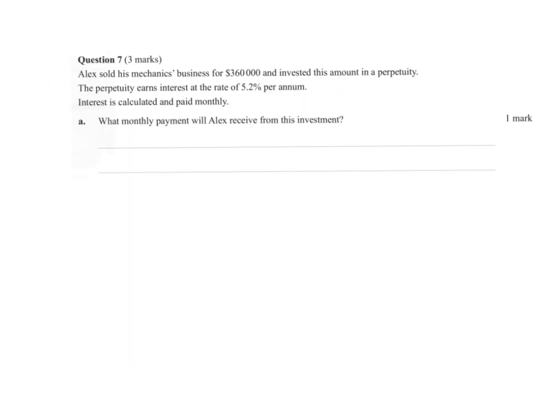Okay, Alex sold his mechanics business for $360,000 and invests this amount in a perpetuity. The perpetuity earns interest rate of 5.2. So he's going to invest, that's negative PV. Because it's a perpetuity, we know negative PV is the same as positive FV. He earns interest rate, so there's my I, per annum, and it's going to be paid monthly, so PPY is 12. And then it's just asking what's the payment.